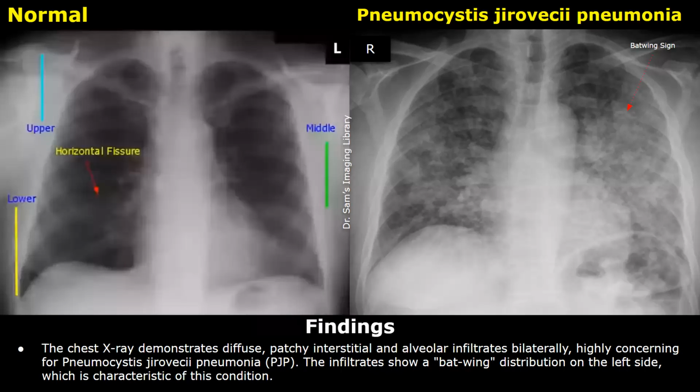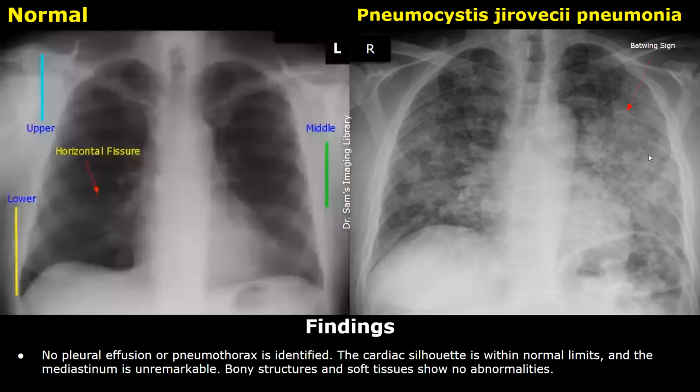These are the findings. The chest X-ray demonstrates diffuse, patchy interstitial and alveolar infiltrates bilaterally, highly concerning for Pneumocystis jirovecii pneumonia. The infiltrates show a bat wing distribution on the left side, which is characteristic of this condition. No pleural effusion or pneumothorax is identified. The cardiac silhouette is within normal limits, and the mediastinum is unremarkable. Bony structures and soft tissues show no abnormalities.